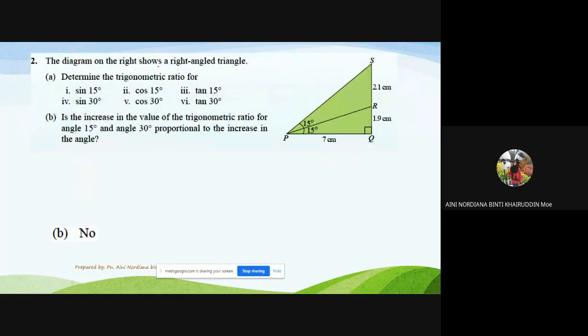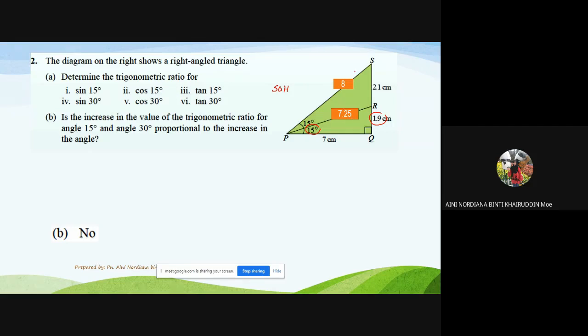Number 2, determine the trigonometric ratio for sine 15. Here is sine 15. Sine is soft, opposite over hypotenuse. PR is the hypotenuse. So first you have to calculate the length of PR by using Pythagoras Theorem. 1.9 square plus 7 square, then square root, you get 7.25.